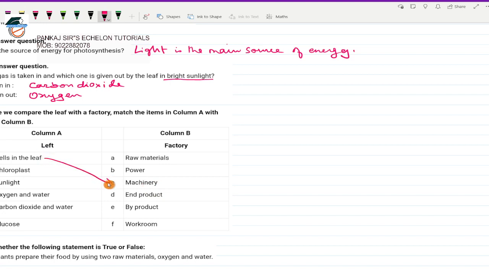Okay. So like in a factory different machineries are there. In the same way, different cells in the leaf are the place where the photosynthesis is going to be carried out. Chloroplast is exactly some place inside the cell where you find chlorophyll, and that is the main place where the photosynthesis can be carried out. So chloroplast can be compared to not raw material, not power, end product, byproduct, workroom. Yeah, so chloroplast can be said to be the workroom. Okay, it is the workroom, right?